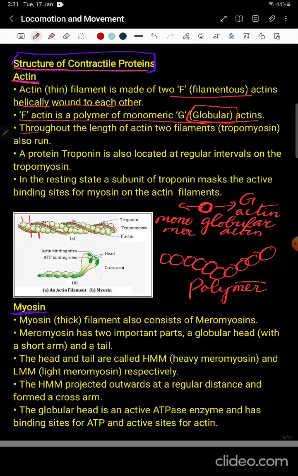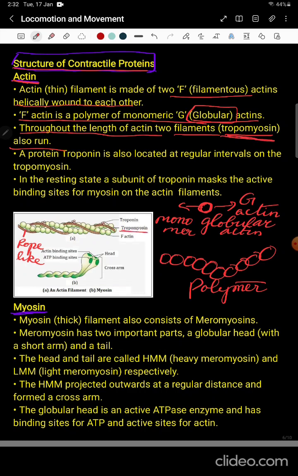Understood? Throughout the length of actin, two filaments also run. See here, there is a big rope-like structure in the middle. This rope-like structure is called tropomyosin. What is it called? Tropomyosin. This rope-like structure is running all along the actin filament. This rope-like structure is called tropomyosin.